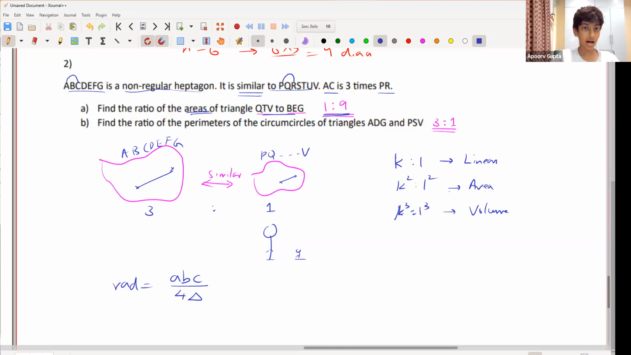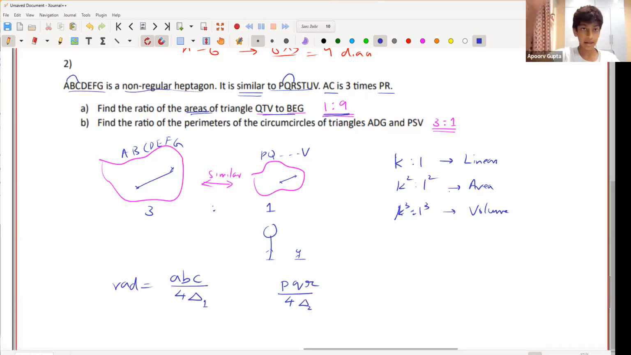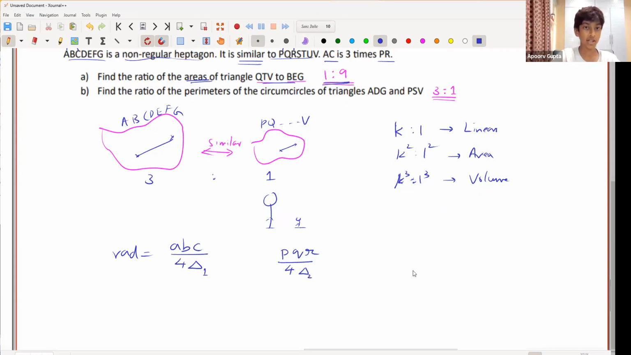And then I said that for the other one, the heptagon, it'll be like 3 PQR by 4 delta. For the other one, it'll just be 3 into 3 into 3. So you get 27 in the numerator and then 36 in the denominator because the area is 9 times. So I got 27 over 36.